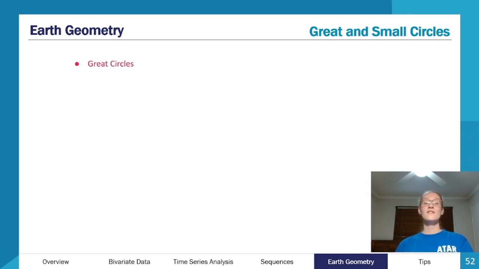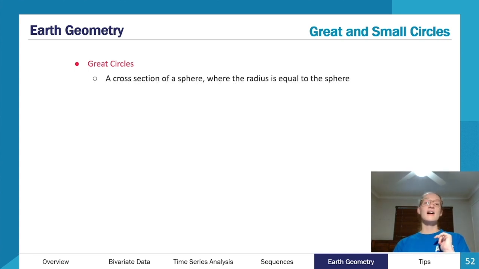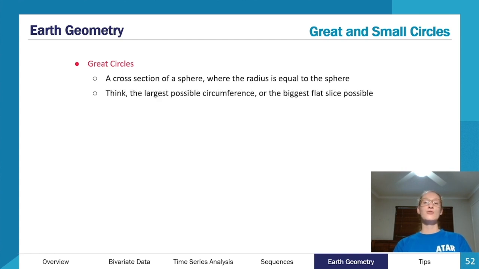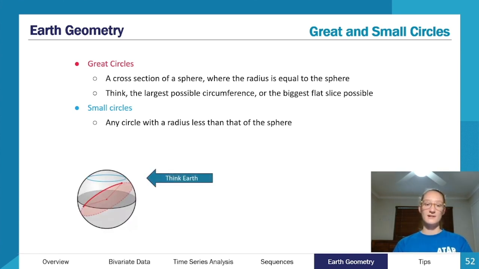So the first definitions I want you to think about are great circles and small circles. See if you can recall what they are. Great circles are a cross-section of a sphere where the radius is equal to the sphere. So great circles are our largest possible circumference. We're thinking of our biggest possible flat slice. Whereas small circles are any circle with a radius less than that of a sphere.